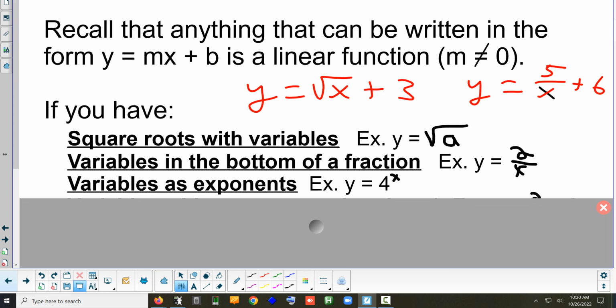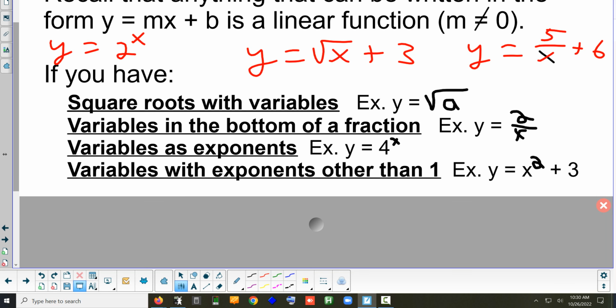You should never have variables that are exponents, like y equals 2 to the x, something like that. That is definitely not linear. Y equals mx plus b does not have variables up in the exponents. So these are all things that if you see them, right away you can say, nope, it's not linear.